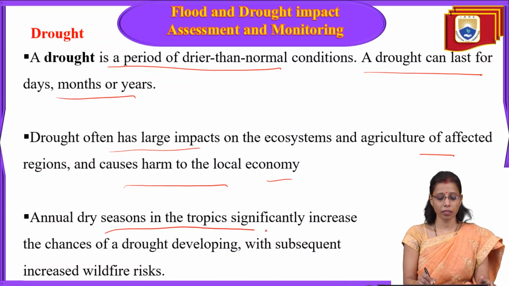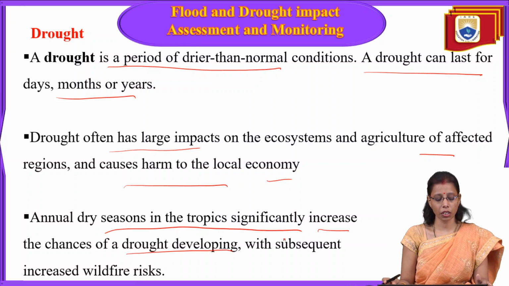Annual dry seasons in the tropics significantly increase the chance of drought developing and a subsequent increase in wildfire risk. So wherever you see this kind of drought condition, there is a chance of increasing wildfires, or forest fires, because the total forest will be dried up. There is no rainfall, the greenery will go, and the entire leaves will be dry. Due to that, there are many chances of wildfires and forest fires in such regions.